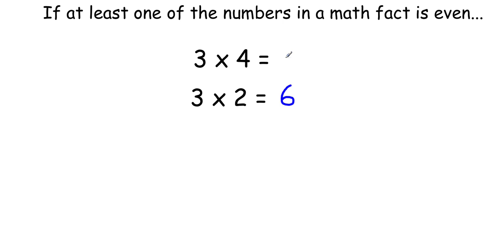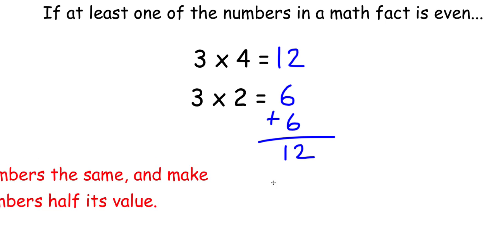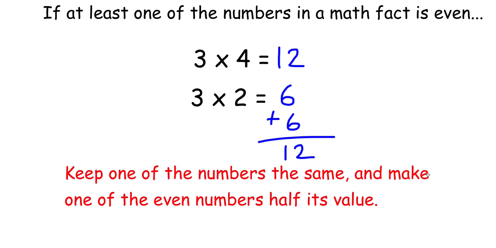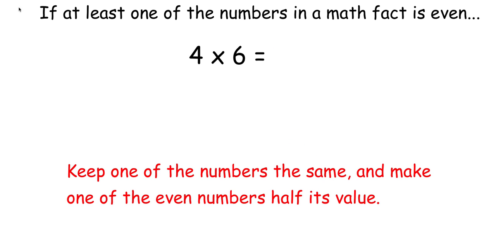So the next step is we're going to double this answer. So 6 plus 6, which is 12. And that's essentially what this strategy is. So the rule, so to say, or the idea, is that you keep one of the numbers the same and you make one of the even numbers half its value. Okay, so let's try that again.